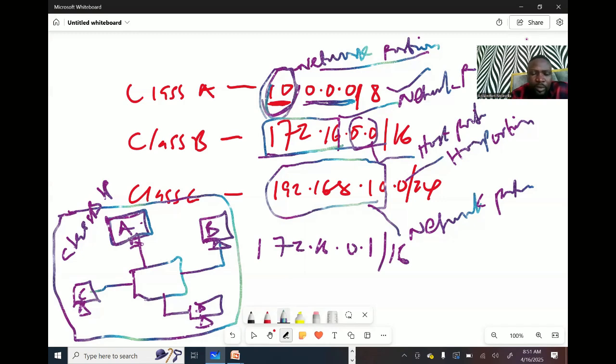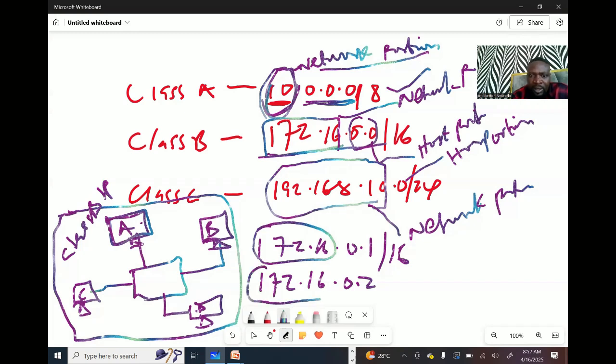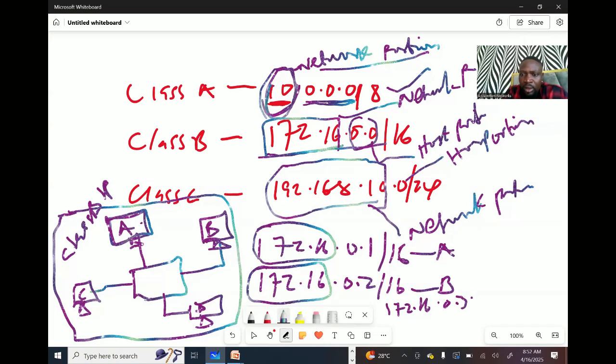The second host will be 172.16.0.2. This is the network portion that represents this network. So each of the hosts is now getting its IP address differently. This is for system A. This is for system B. System C will be 172.16.0.3. This was system C.